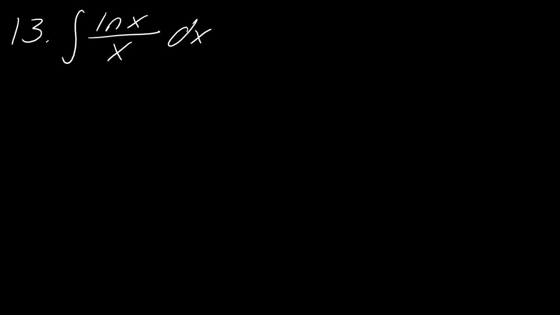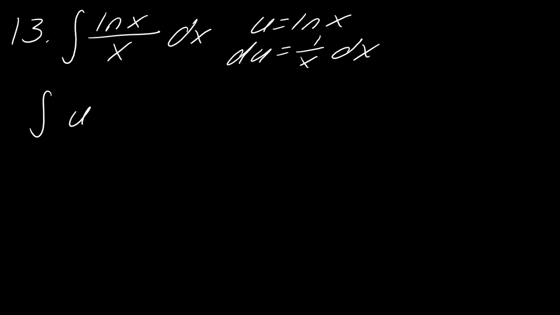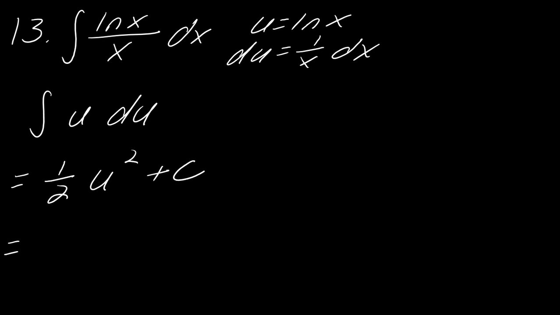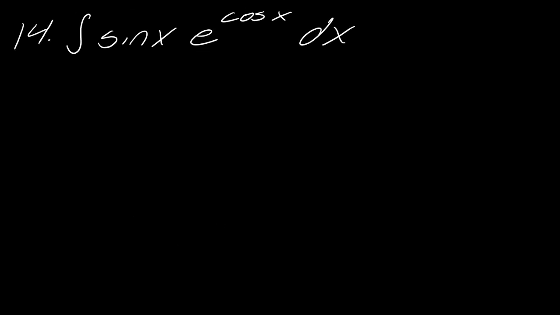Okay, so for number 13, this is going to be another substitution problem. Half of this set was all substitution. In this case, my u will be the natural log of x, and then my du will be 1/x dx. This is a perfect substitution, very simple and straightforward. When I substitute, this just becomes u du. Then this becomes 1/2 u squared plus c. So my final answer is 1/2 natural log of x, and I can square that, so I'll write the square here, plus c, and that's it.